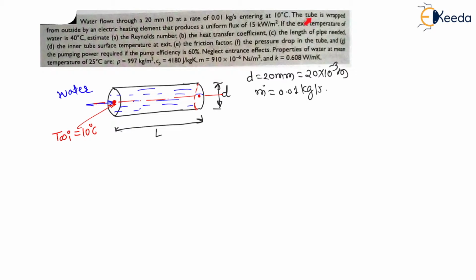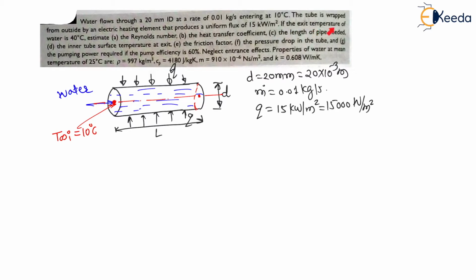Then the tube is wrapped from outside by an electric heating element that provides a uniform flux of 15 kilowatt per meter square. Because the tube is wrapped with the electric heating element, a uniform heat flux q is produced on this tube. Therefore, this uniform heat flux q is given as 15 kilowatt per meter square, which is 15,000 watt per meter square.